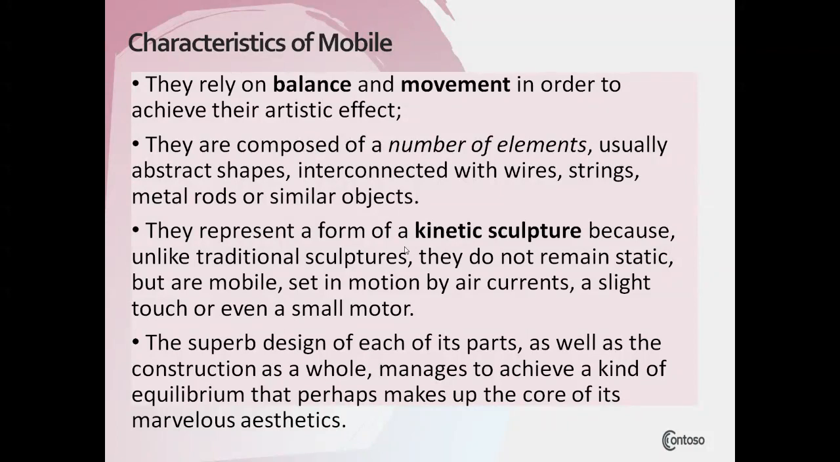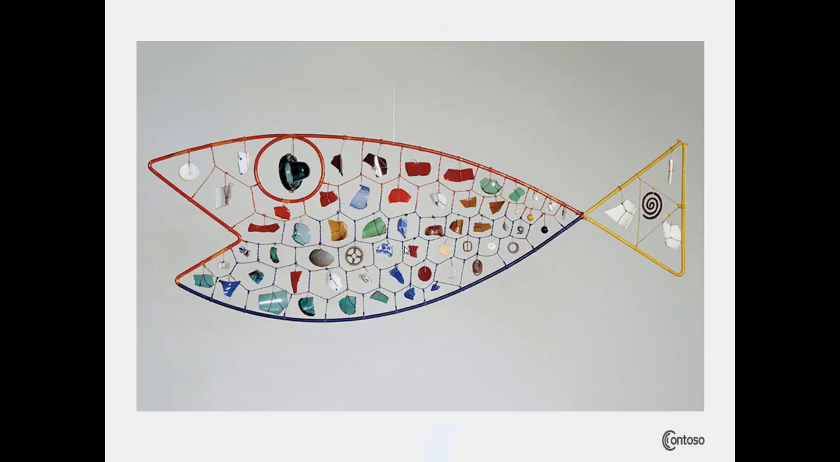And lastly, aside from balance and movement to create artistic effect, actually every part of the mobile art contributes to its aesthetics. So each of its parts, as well as the construction as a whole, manages to achieve a kind of equilibrium or balance that perhaps makes up the core of its marvelous aesthetics. So these are just the characteristics of mobile or mobile art.